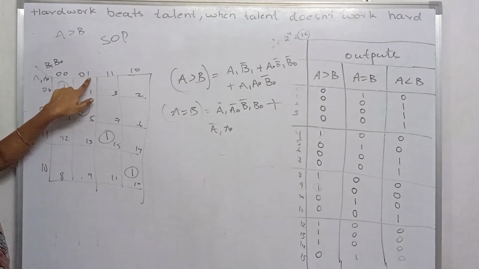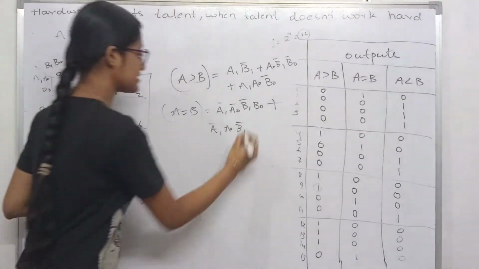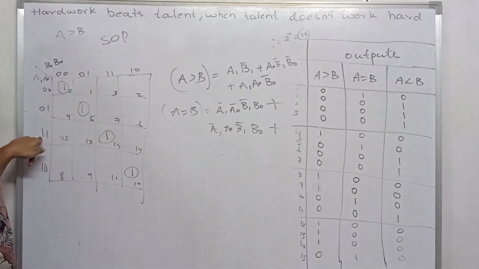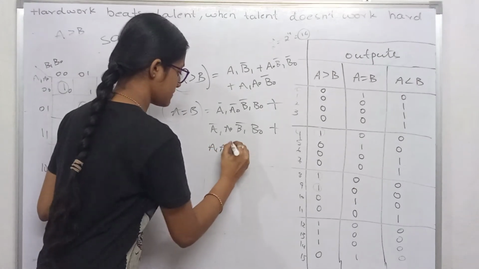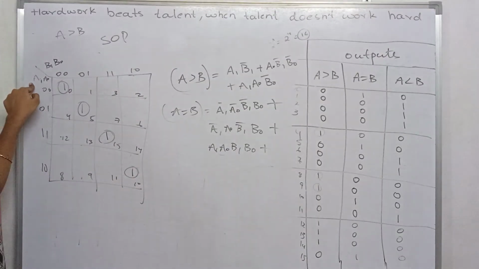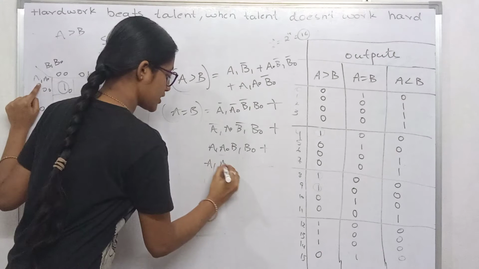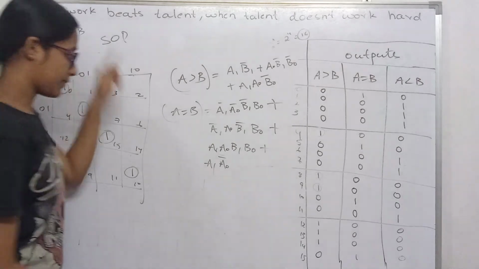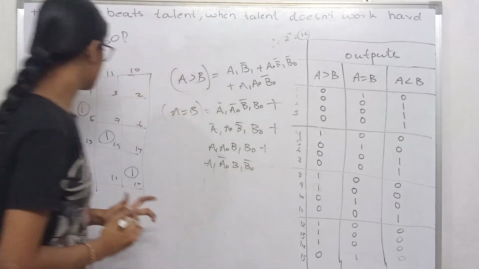So if you see here 0, 1, 0 is for B1 bar and B0, so same as B0. So plus. And then next here we don't have zeros, so we don't need to take any bars. So A1, A0, B1, B0. And then plus. Here if you see 1, 0, here 1 is associated with A1, so A1 and A0 bar. Here 1, 0, so B1, B0 bar. Fine.